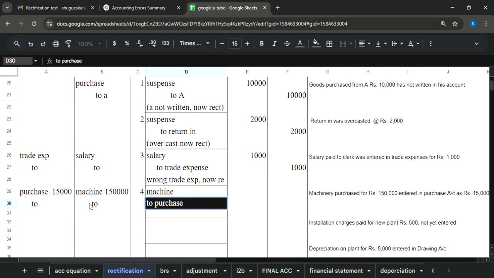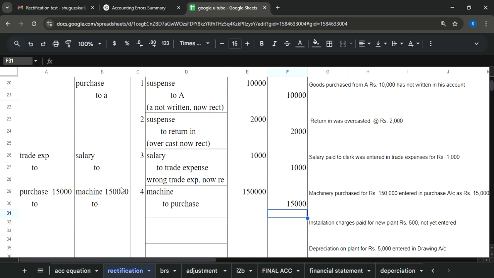Why was I calling it a very interesting entry? Because this is not the only mistake associated with machine and purchase. Second mistake was instead of 1,50,000 they have written 15,000. So what you will do, actual amount of machine was 150,000, you will write 150,000 over here. Amount of purchase which was wrong, it was only 15,000, not 150,000, so you will write it over here.